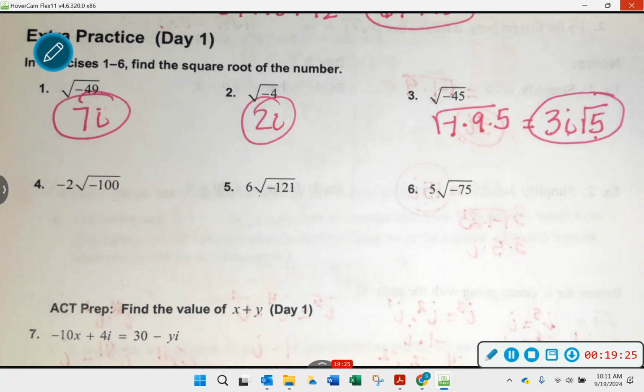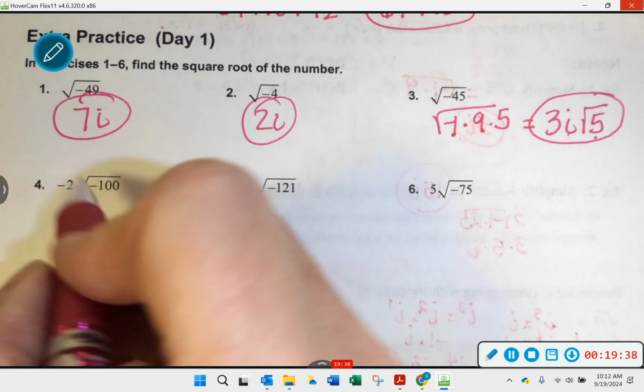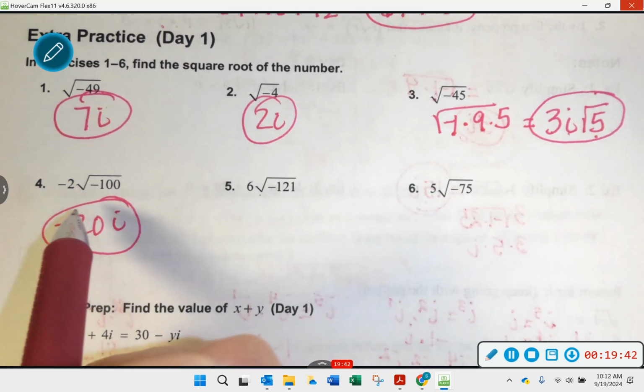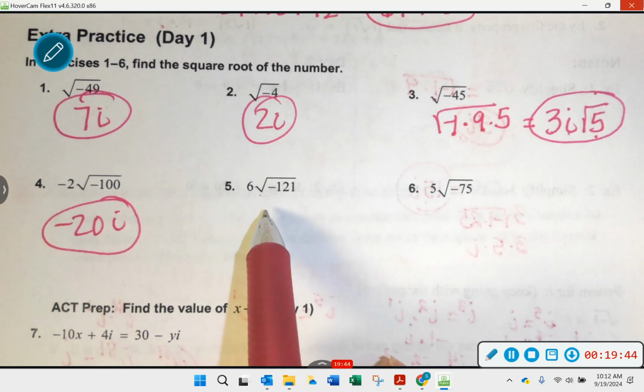Give you 20 seconds. All right, who has number 4? Let's go with you, Ethan. What'd you get? -20i. Does anyone agree with him? Good, because he's right.